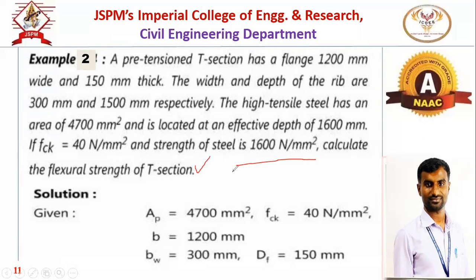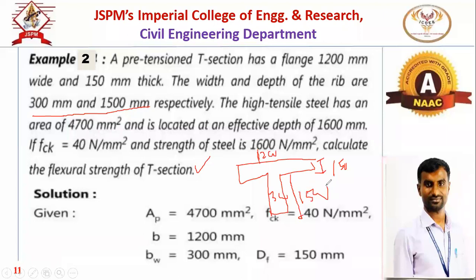So for that T section, for the flange section, they have mentioned the width, that is 1200 mm. Then they have mentioned the thickness of the flange. So that flange thickness is 150. Then for the web rib, they have mentioned the width as 300 and the depth as 1500. So this much of the T section they have given.